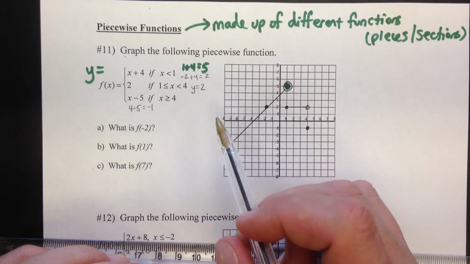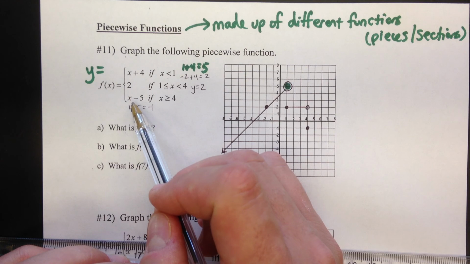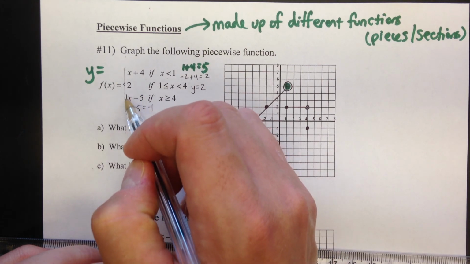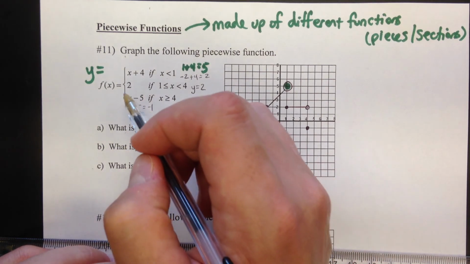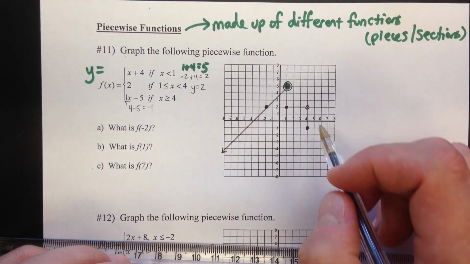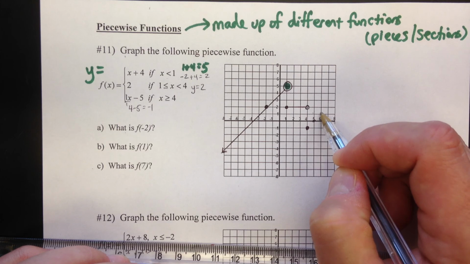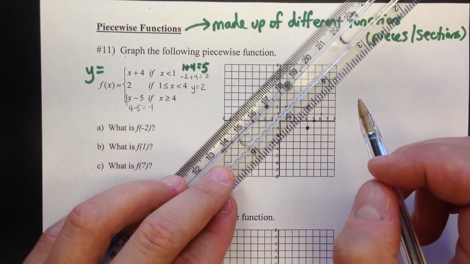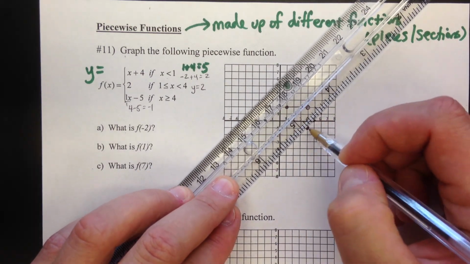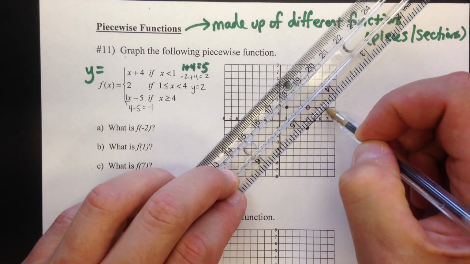Now I need one more point to draw my line. I could use my knowledge of slope. This is like y equals 1x minus 5. The slope is 1 over 1. So from here, I could rise 1, run 1. Rise 1, run 1. Okay, and it looks like that. So let me draw this. Connect it. Right there.